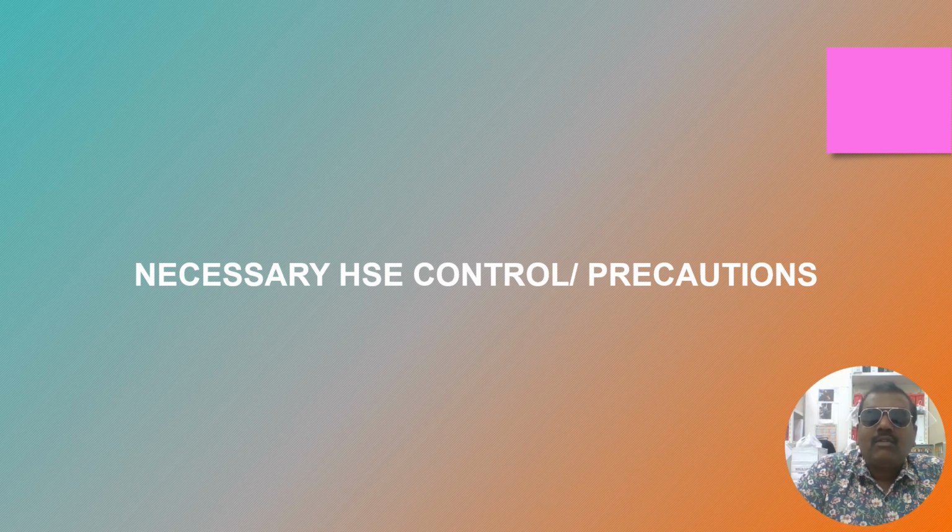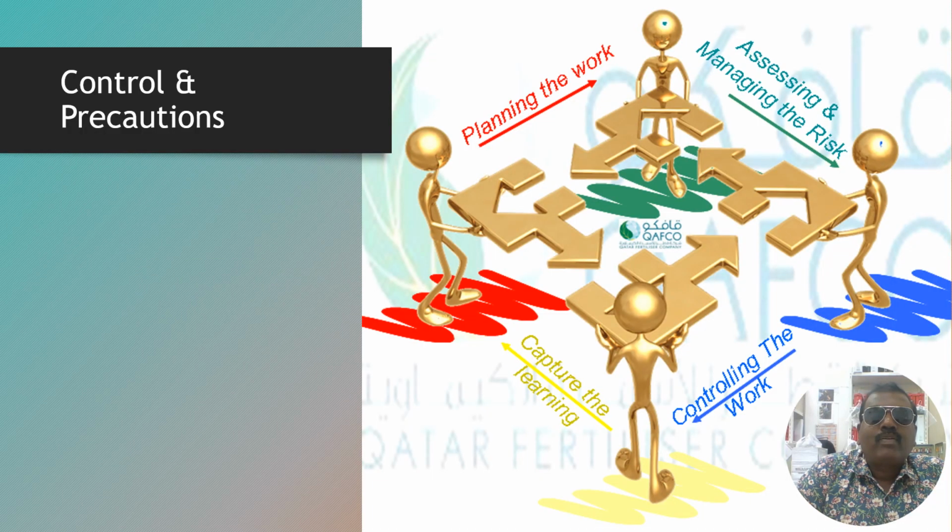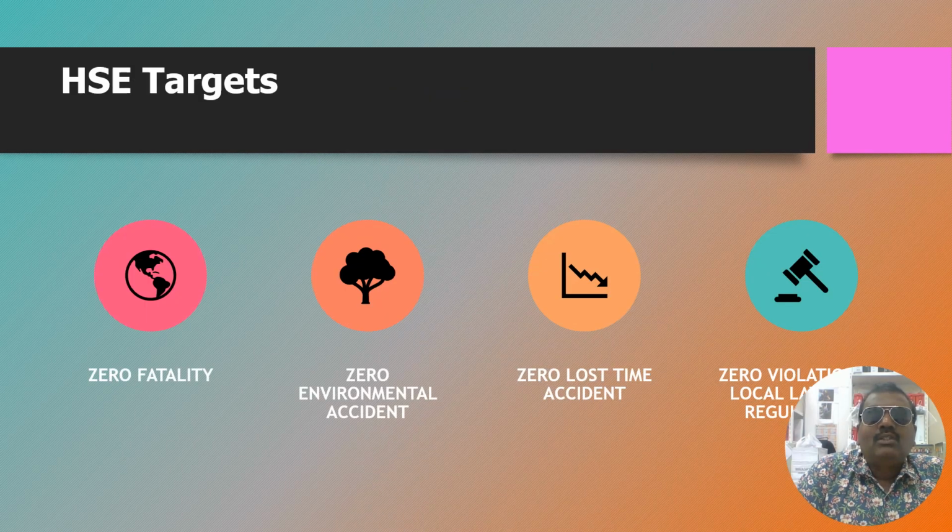Shall we go through that now? Control and precautions: planning the work, assessing and managing the risk, controlling the work, capture the learning. So what should be our target? Zero fatality, zero environment accident, zero lost time accident, zero violation of local laws and regulations.